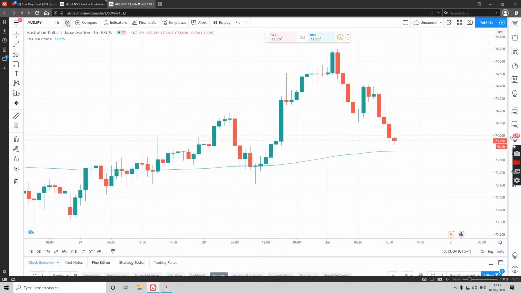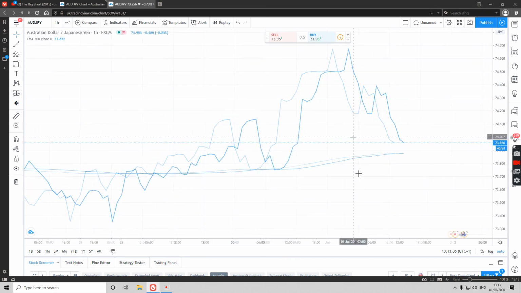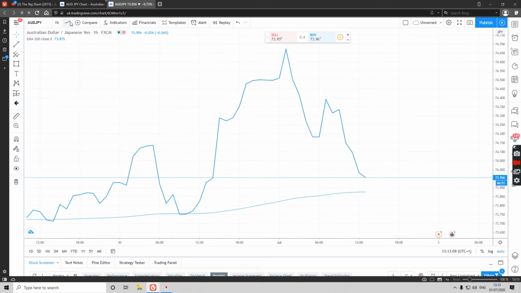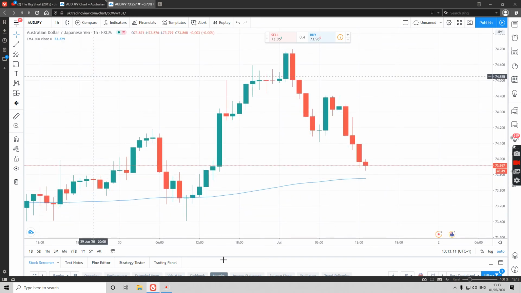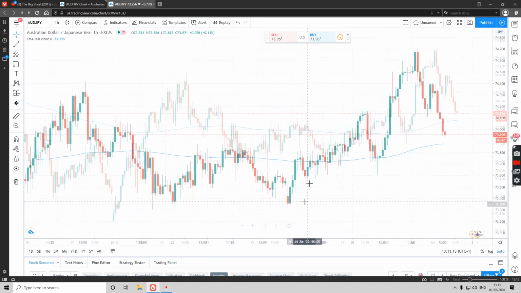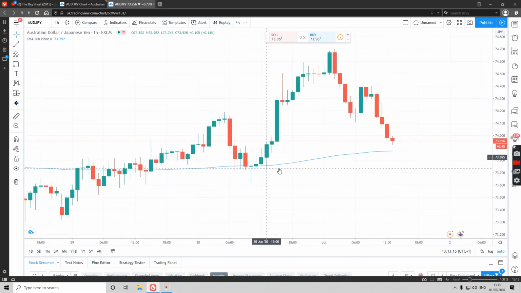If you log into TradingView and your chart looks something like this when you get on, don't panic. Just go to this button up the top here, change to candles, and you will have all of the data you need.